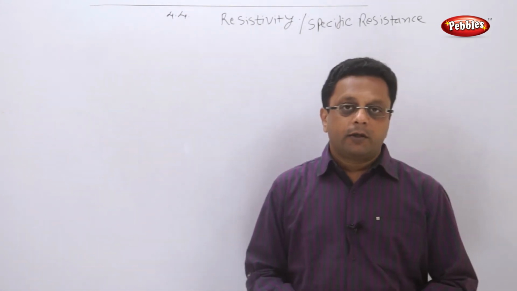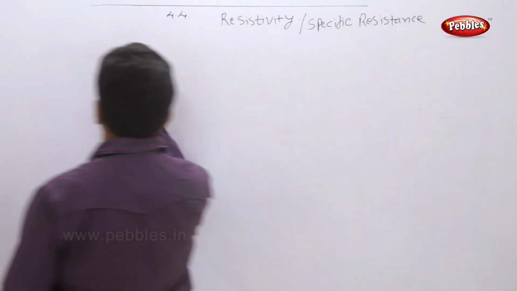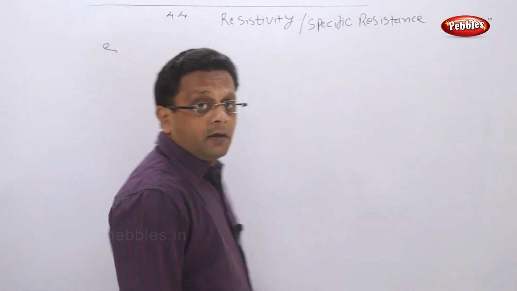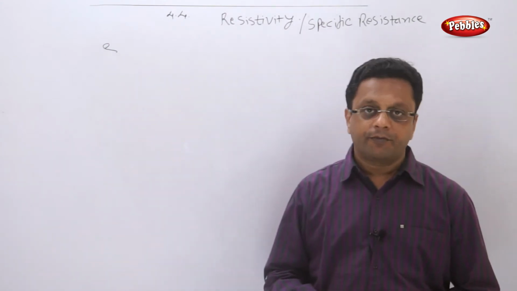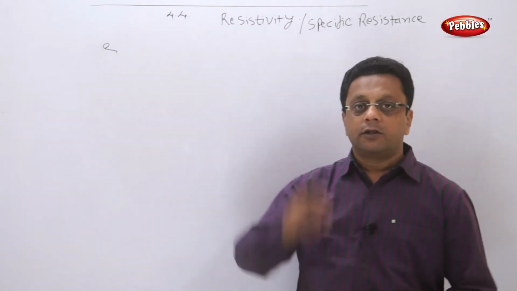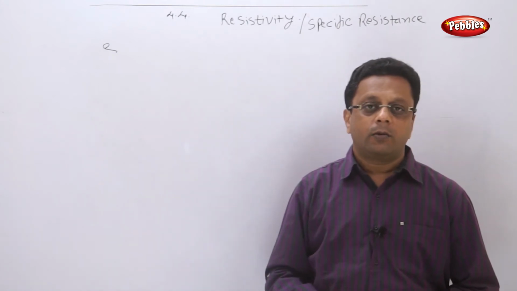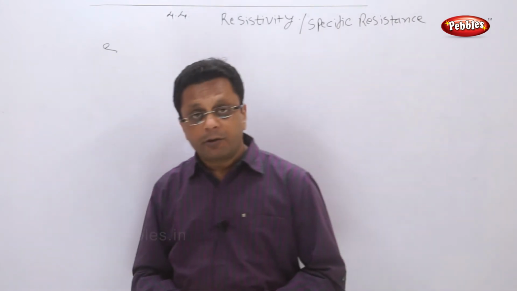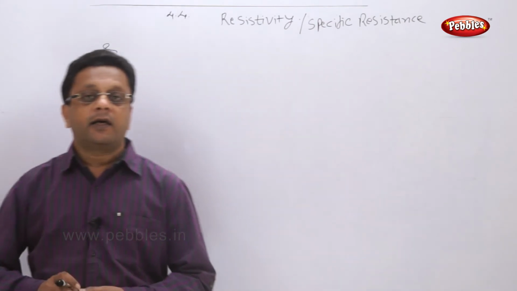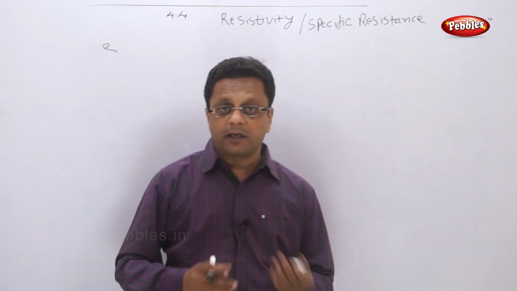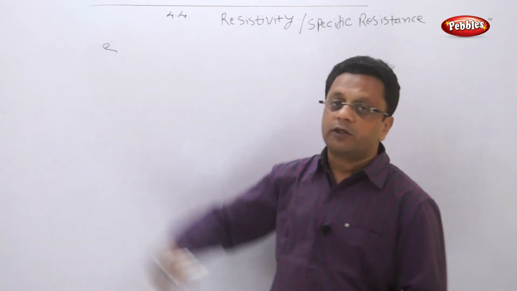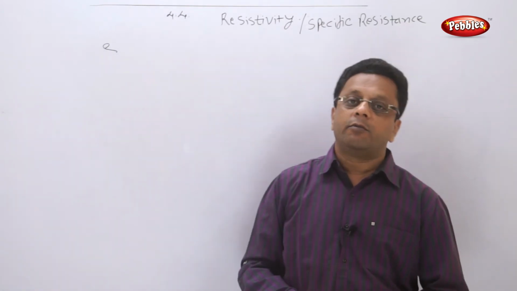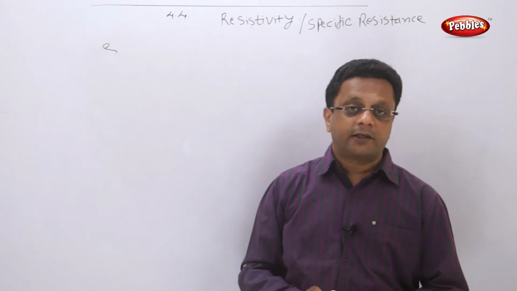I told you that rho is a characteristic property of any material. When the value of rho is very low, that means that particular material is a good conductor of electricity. And when the value of rho is very high, it is a bad conductor of electricity, or it is called an insulator.